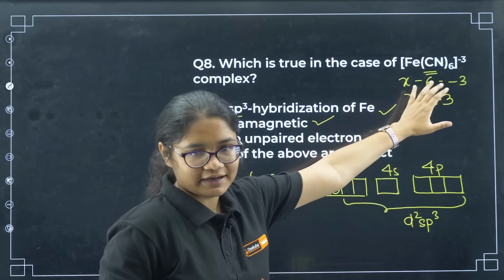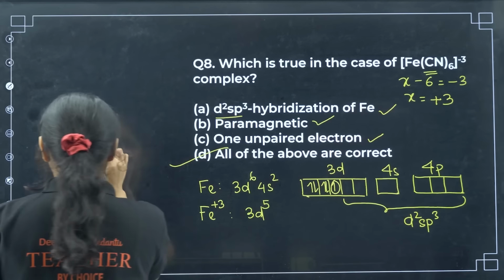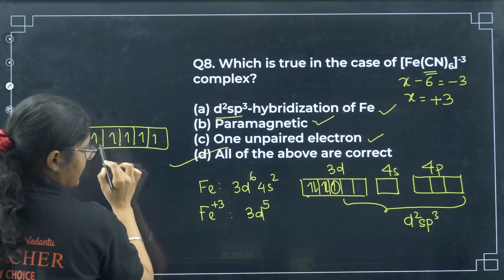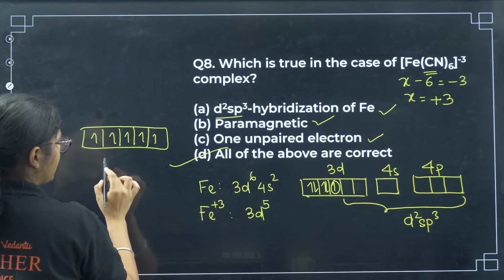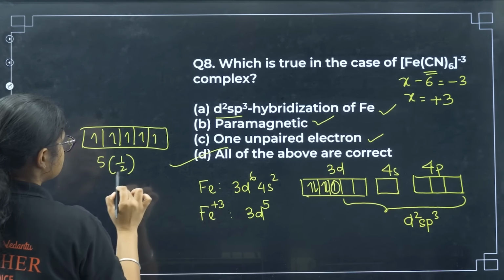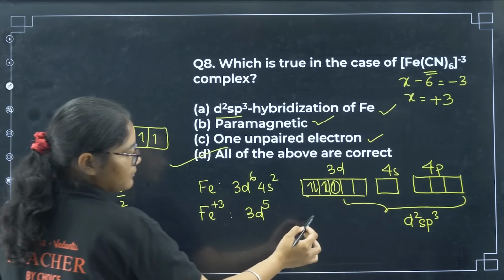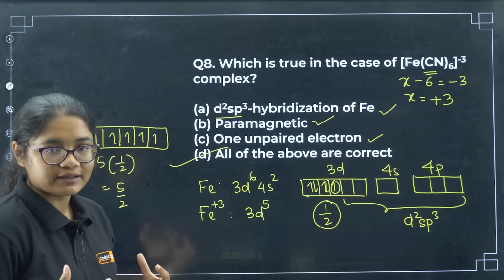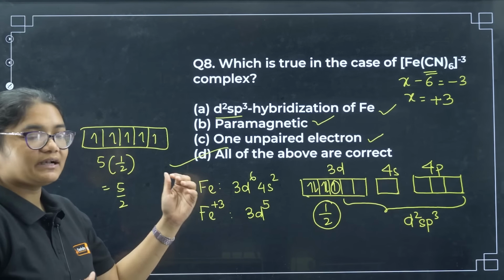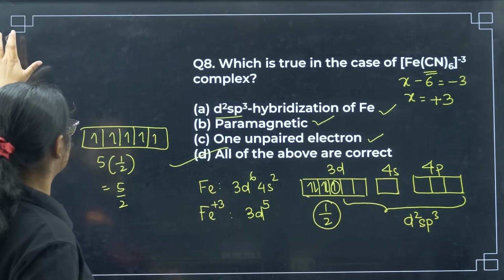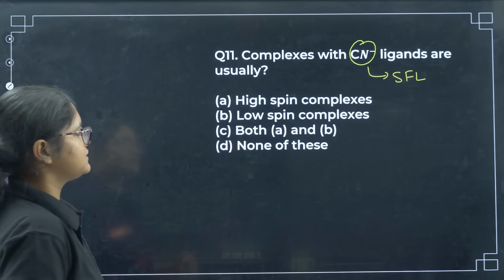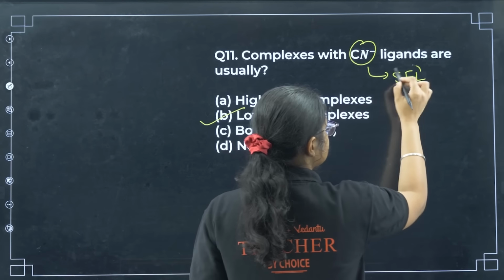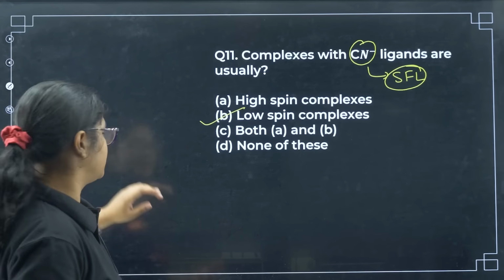If it had been a weak field ligand, for example, then the condition would be like this. There would not have been any pairing. So 1, 2, 3, 4, 5 and I have 3d5. So in that case there will be no pairing. So how much will I have the spin value? 5 times 1 by 2, it is 5 by 2. And here because of pairing the spin is only 1 by 2. So whenever there is a strong field ligand, there is pairing of electrons, the spin will decrease and we call it a low spin complex. So complexes with CN will give you low spin complexes, that is option number B. And it is not only for CN minus ligand, any strong field ligand will give you low spin complexes.